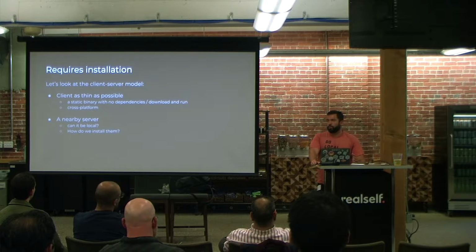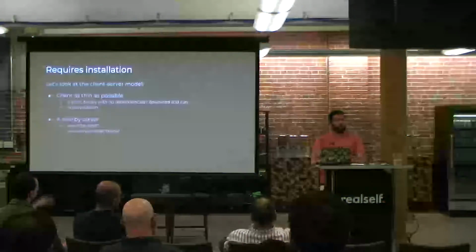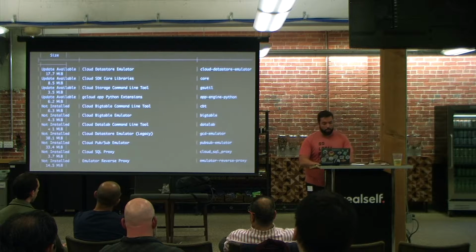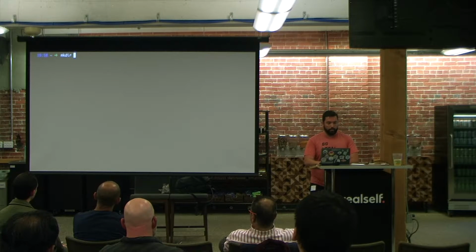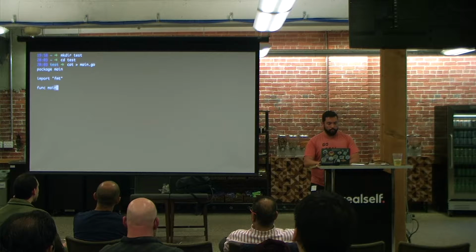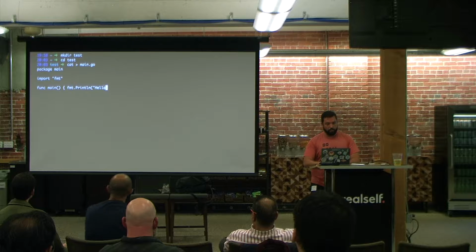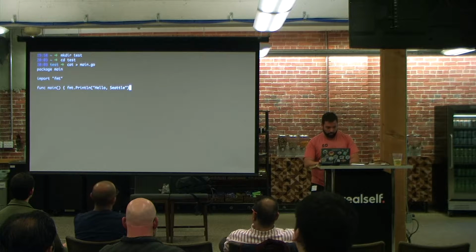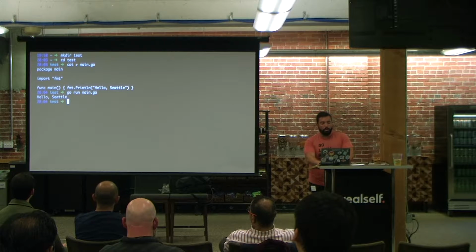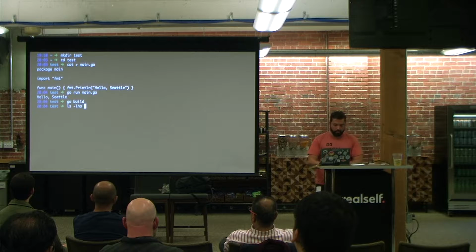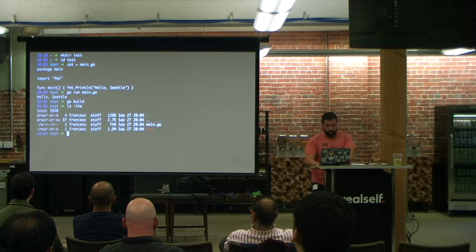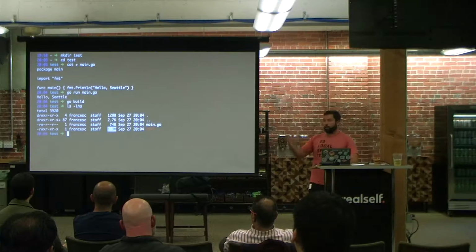How many of you have ever used cross-compilation in Go? Okay, just to show you a little bit how it works. If you have main.go, that's going to be package main. So if you do go run main.go, that runs it. If you do go build, that generates a binary here. There is 1.9 megs, that is the Linux binary.